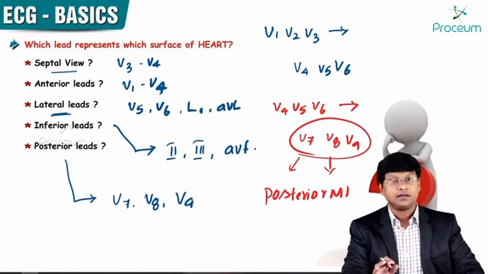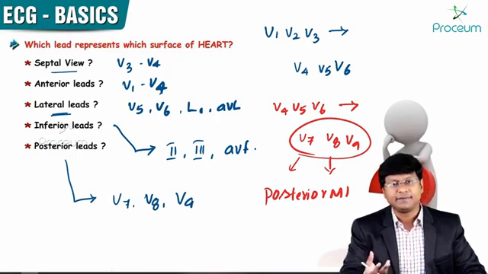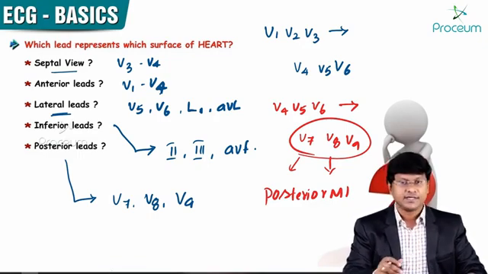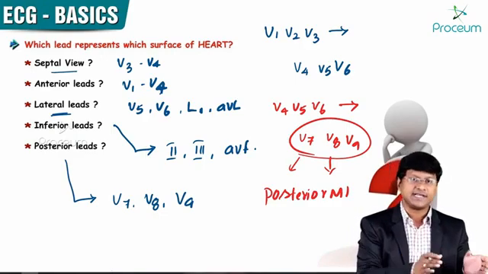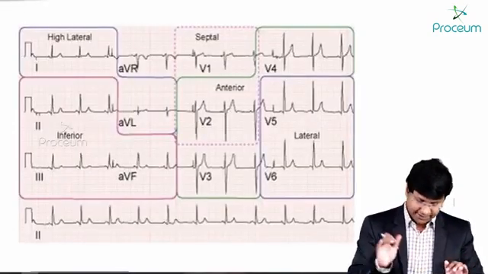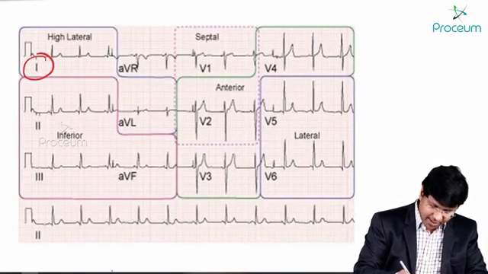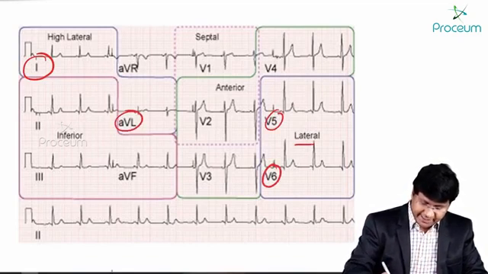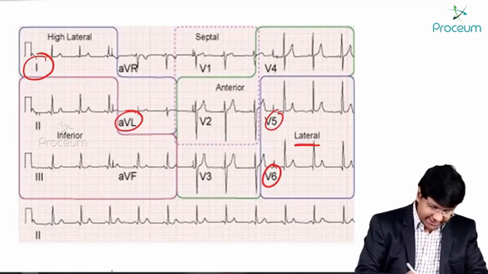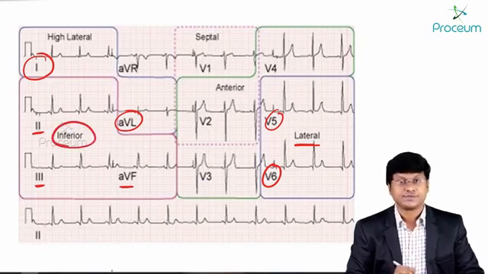So these are the respective leads and as well as the respective surfaces from which they will pick up the electrical activity. Right? So let me just show you an ECG corresponding to the leads and their surfaces. So you see this ECG, lead 1, AVL, V5, V6, they are your lateral leads. Lead 2, lead 3, AVF, they are your inferior leads.